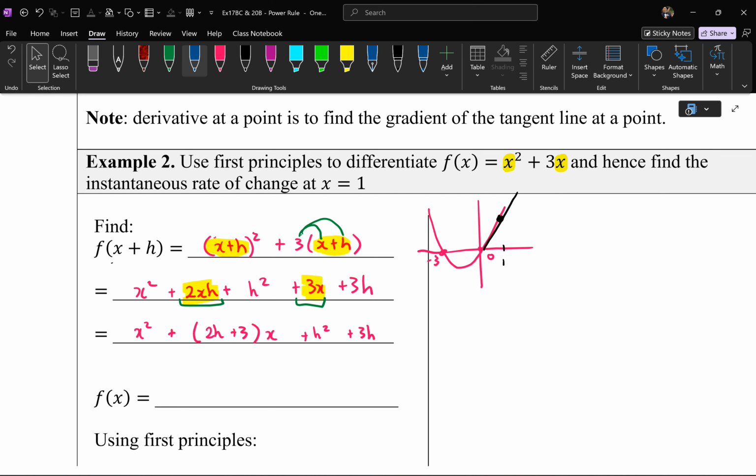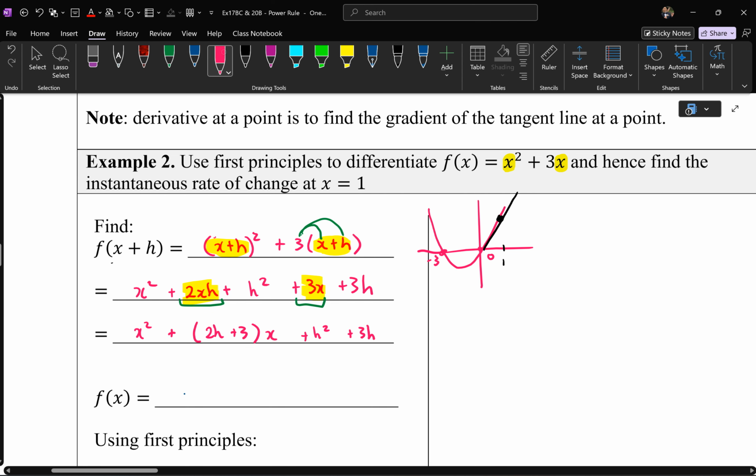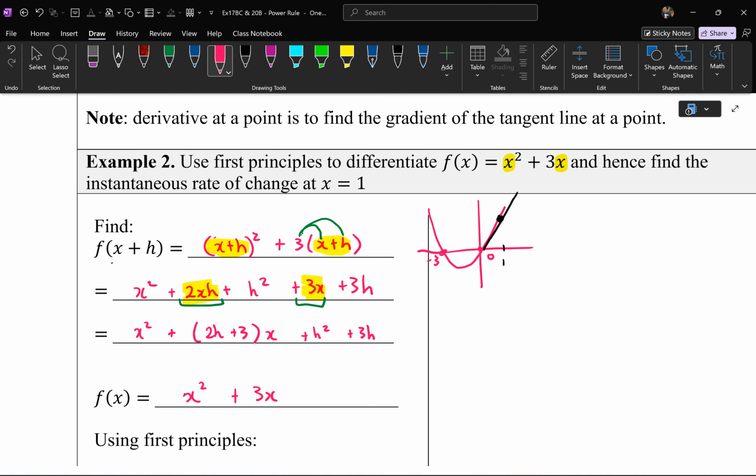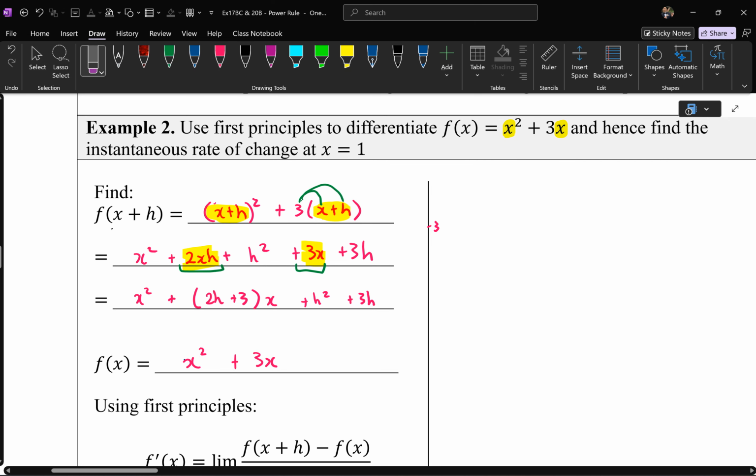Oh, it's literally here. And that's funny because when we're doing the first principle, a lot of kids can do this, the harder bit. But then when I said, what's f of x? We literally gave it to you. So all you have to do is just write down what you have. It literally is x squared plus 3x.